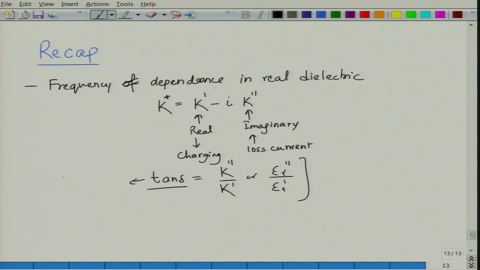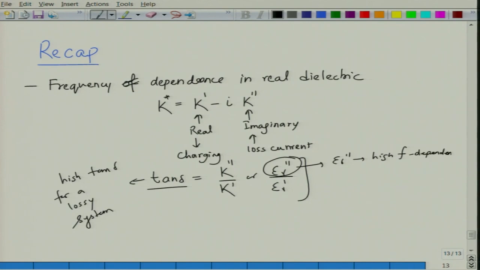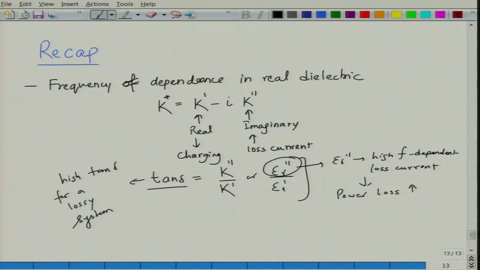So for a lossy system, we will have high tan delta. Basically what it means is that if your system has high epsilon r double prime, it has high frequency dependent loss current, and what this would also mean is that your power loss will also increase. So for dielectric materials, epsilon r prime represents the actual dielectric behavior, whereas epsilon r double prime represents the loss behavior of a dielectric. These are taking the frequency dependent parts into consideration. On top, you might also have ohmic losses. So the total losses have to be calculated by combining ohmic losses plus the non-ohmic frequency dependent losses. This is what we did in the last class, and we determined a framework to do that.